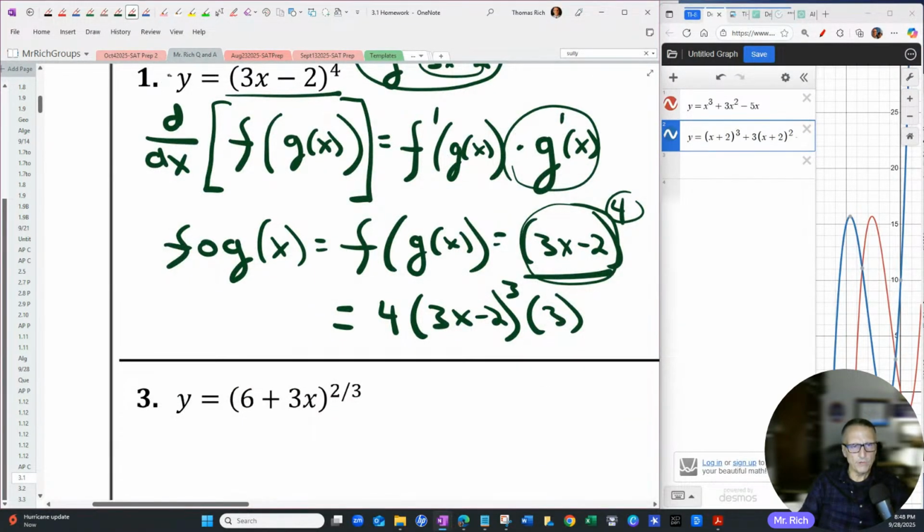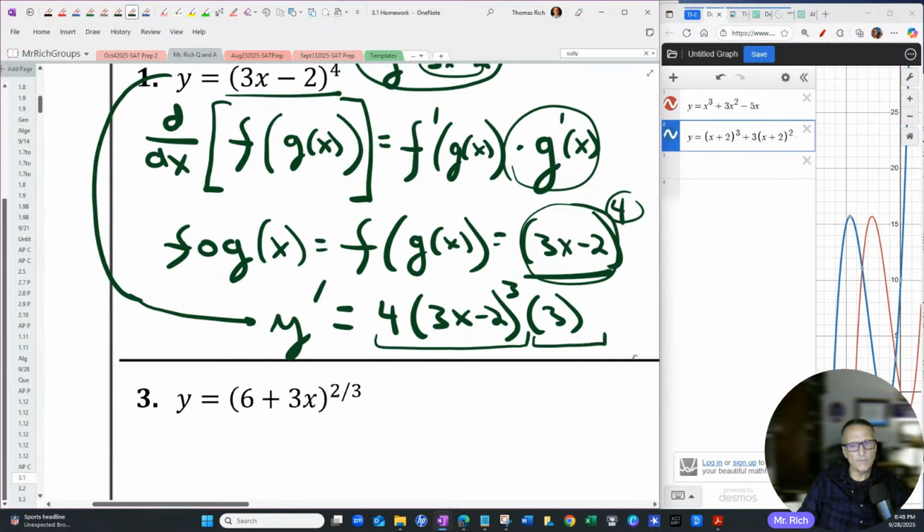Again, I'm really showing you what the derivative is down here, y prime, from our function y equals 3x minus 2 to the fourth. It's this. This is the derivative of the outer using the power rule. This is the derivative of the inner, 3. And then we could, of course, write this as y prime equals 12 times 3x minus 2 to the third power. So that is the chain rule.